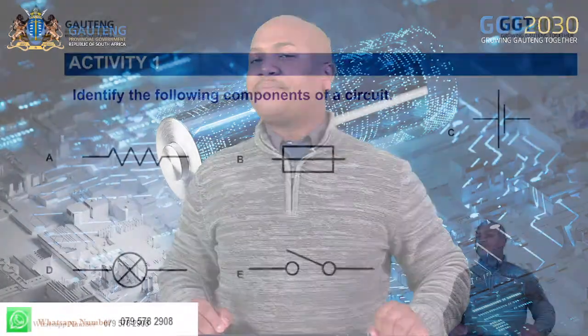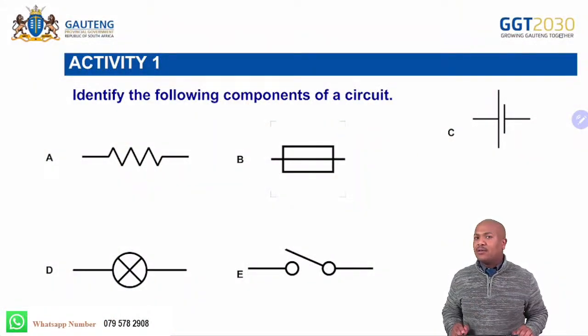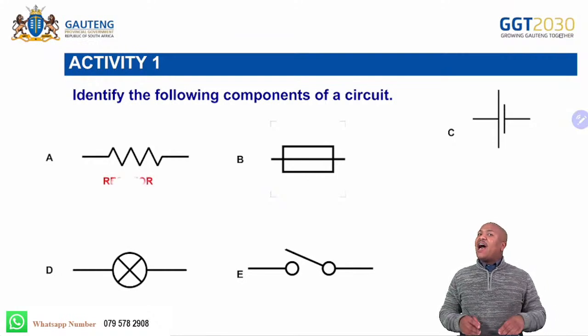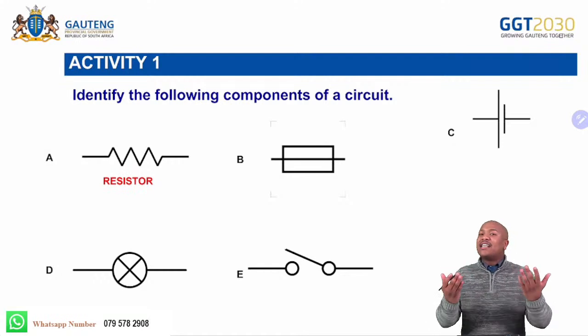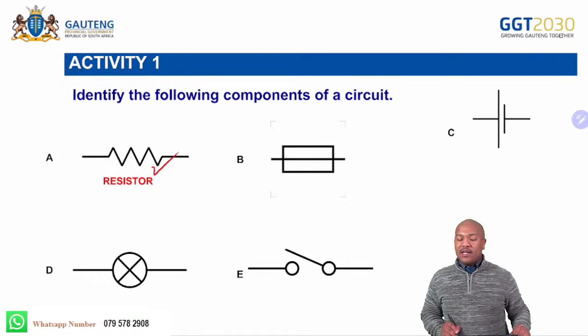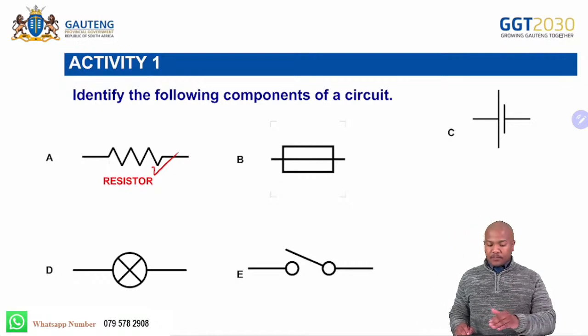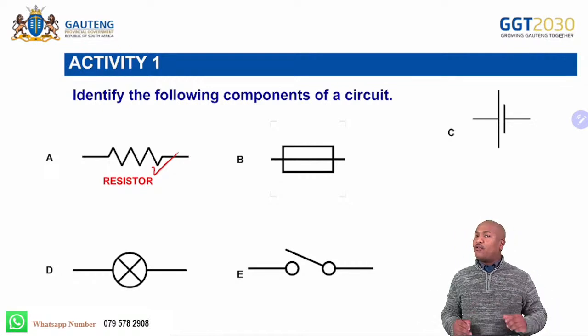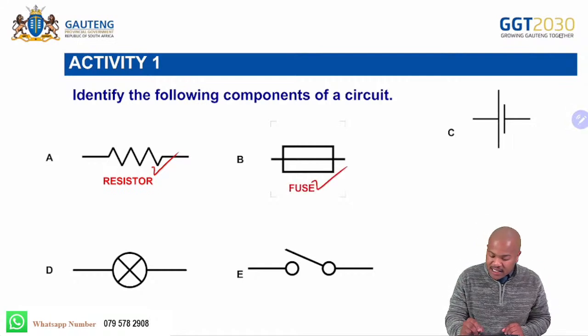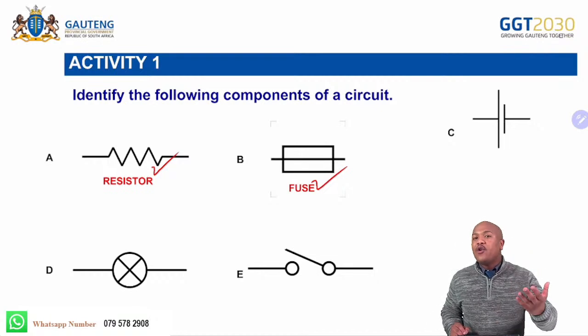So now, A. What is A? And A is our what? Our symbol for a resistor, right? It is a symbol for a resistor. Give yourself a mark. Then B. What is the symbol for? It is our symbol for a fuse, right? It is a symbol for a fuse.